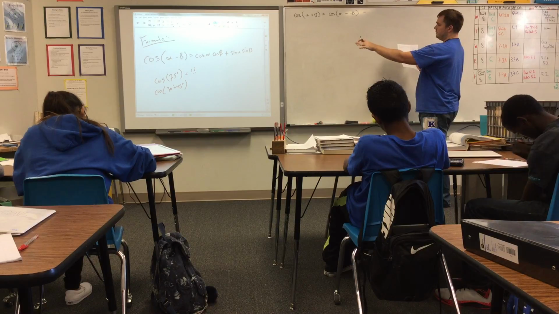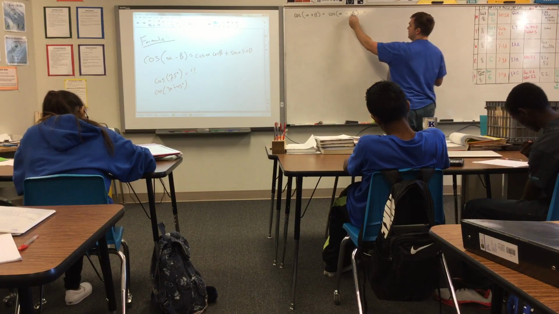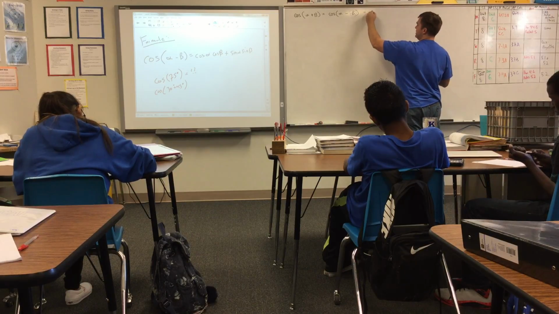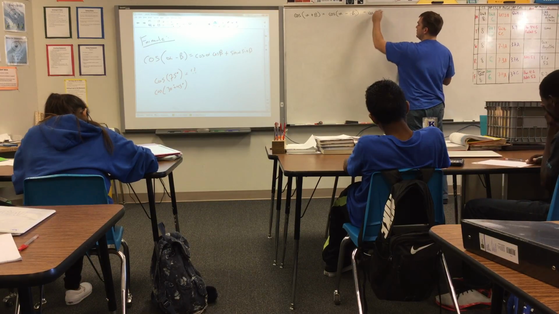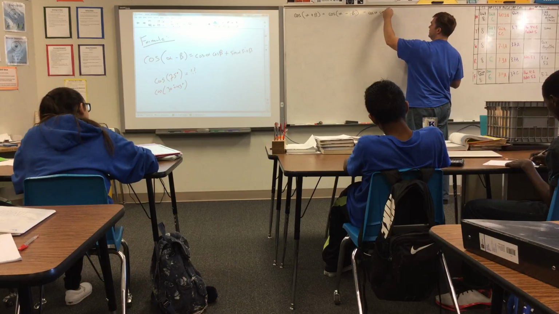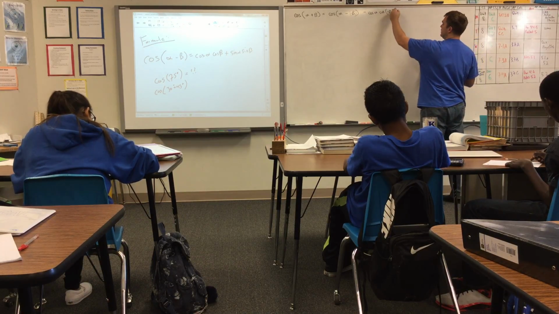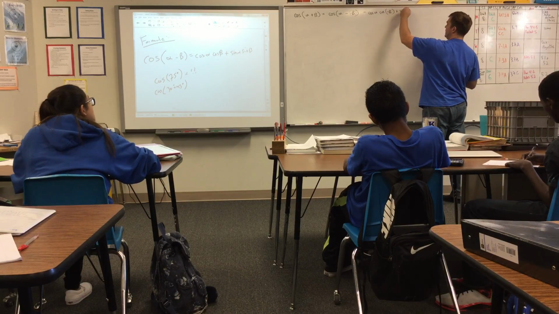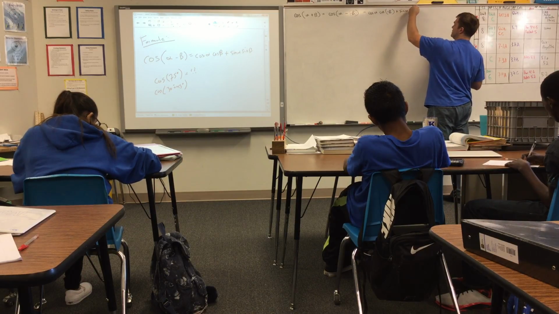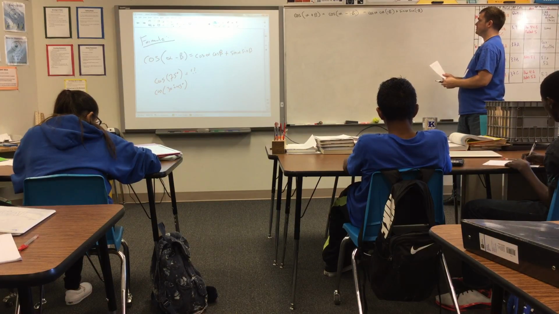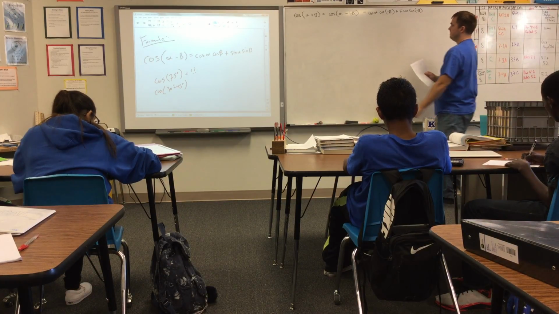So let's follow our formula here, where we've got cosine negative beta. So we have cosine alpha, that's the same. Cosine negative beta, it's a little bit different, plus sine alpha sine negative beta. All right?